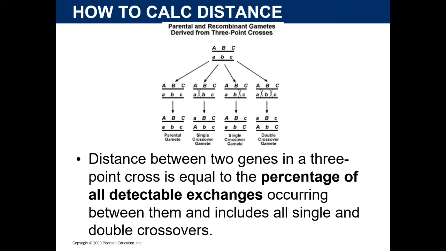What about the last one? Small a, big B, small c. Big A, small b, big C. Meaning that the crossover happens twice, between A and B and between B and C.